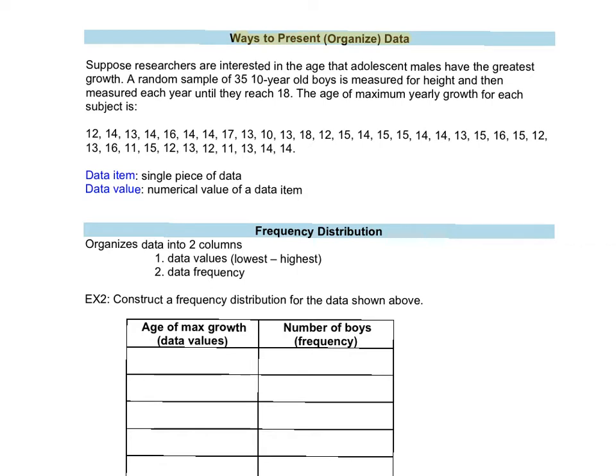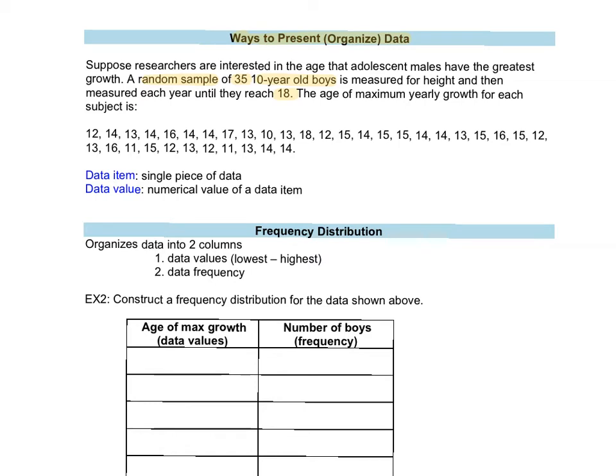Suppose researchers are interested in the age that adolescent males have the greatest growth. So we have this random sample of 35 10-year-old boys. They're measured for height and then measured each year until they reach 18. So 10 years old to 18 years old. The age of maximum yearly growth for each subject is given in this list of numbers. So again, I'm looking at this list and it's kind of meaningless to me when it's presented in this way. So I want to organize it so I can maybe see if there's some correlation between age and maximum yearly growth.